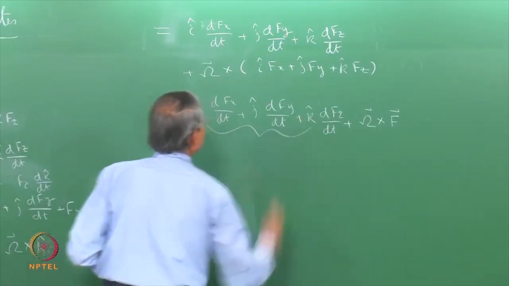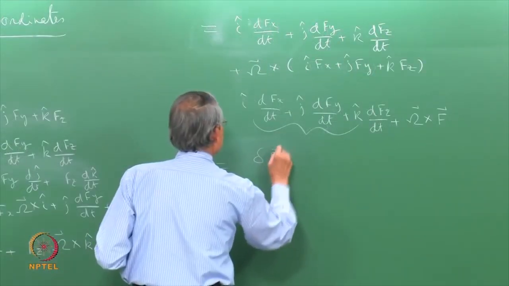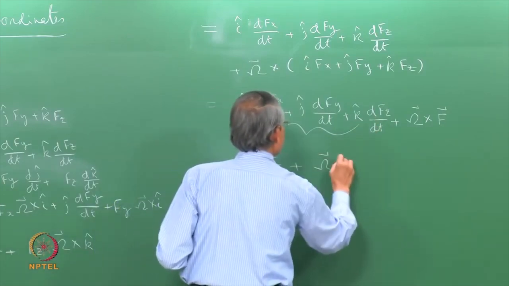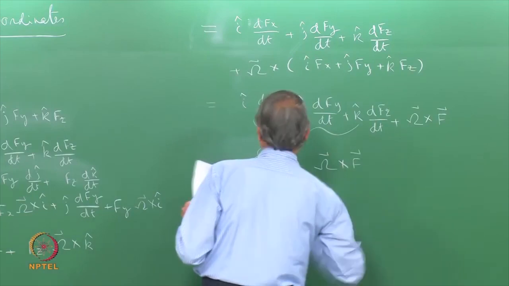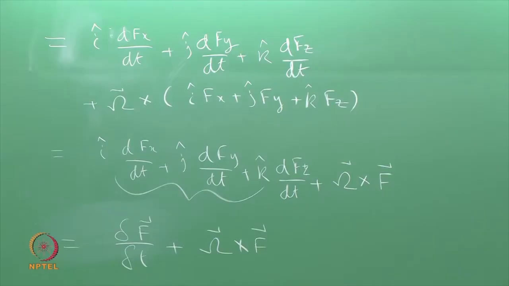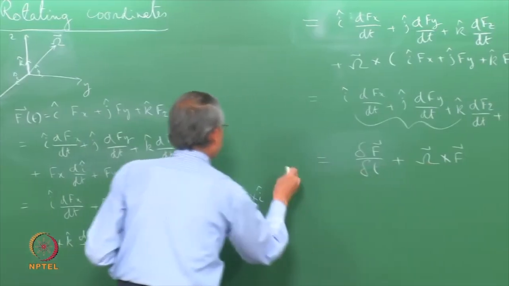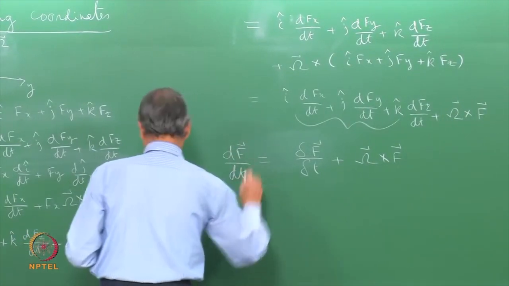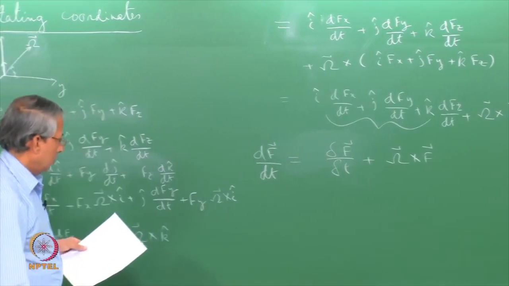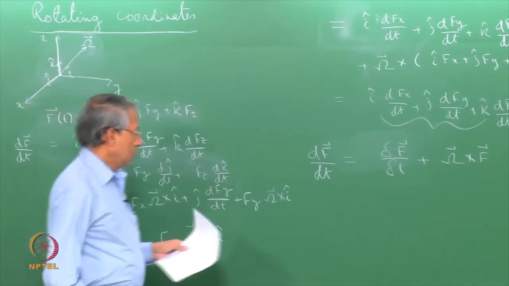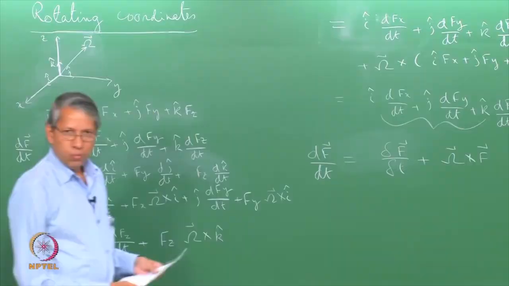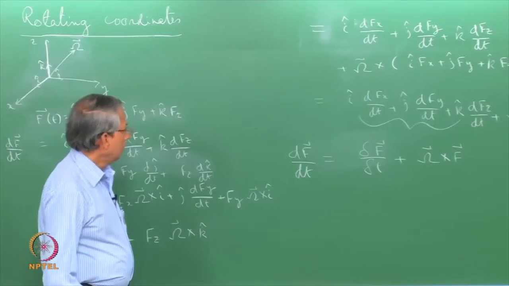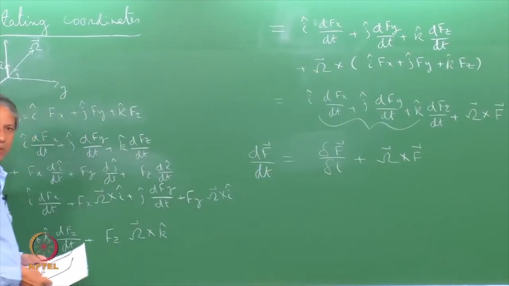These three terms, written as del f by del t, this is omega cross f. So this is the same as d f by d t. So this is the equation we are trying to arrive at. What is the significance of this?